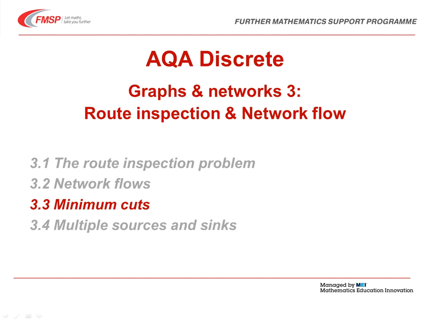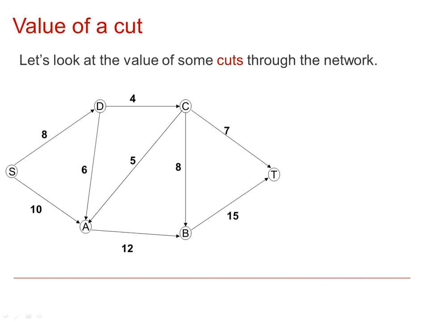This is a video for AQA Discrete Mathematics, Graphs and Networks, section 3.3, where we're looking at minimum cuts on a network flow graph. Well, firstly I need to define for you what we mean by a cut when we're talking about flows in a network. So a cut is literally a line which cuts across the graph, dividing the nodes into two separate sets. One which contains the source S and the other set of nodes containing the sink T.